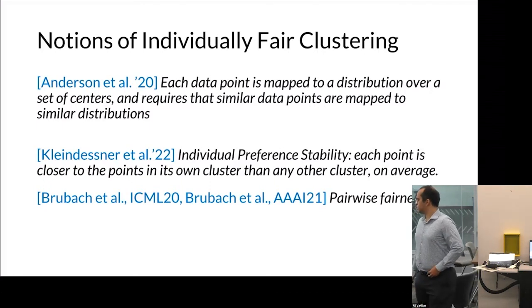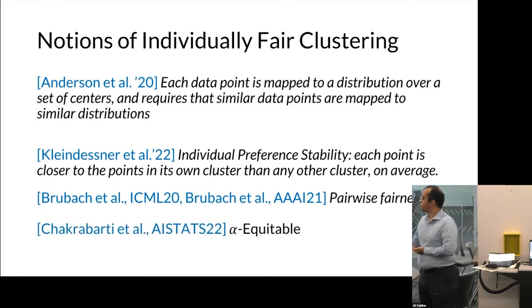And there's another line of work that looks at pairwise fairness. So basically, they want that as points get closer to each other, the probability that they belong to different clusters gets smaller and smaller. They're given some function alpha that is defined based on the pairwise distances of points, and they want to come up with a clustering that satisfies this condition. Samir is also part of this work.